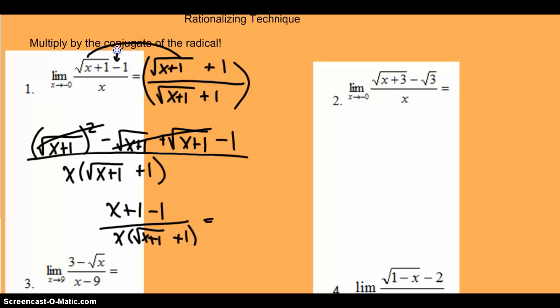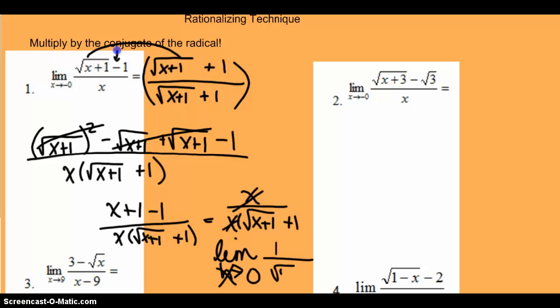That then simplifies to x over x times radical x plus 1 plus 1. These x's have now crossed out, and I now finally have a situation: the limit as x approaches 0 of 1 over radical x plus 1 plus 1. So I'll plug that 0 in, and I will end up with a value of 1/2.